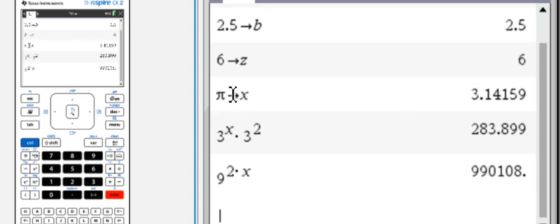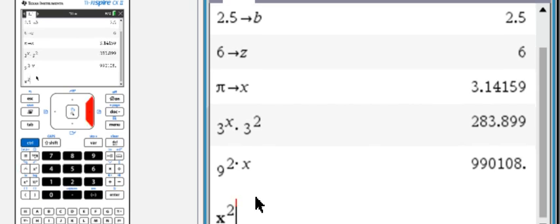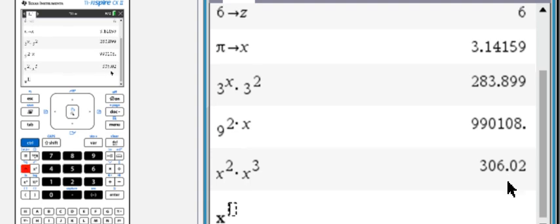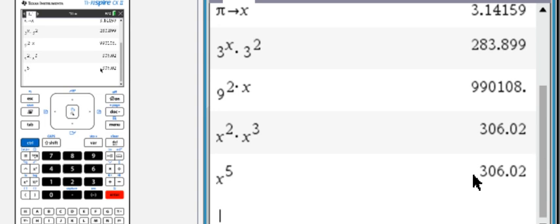But notice, I already stored pi for x. So here, I'm just going to say x squared times x to the third power, or x cubed. And I get this number right here. Now I'm going to say x raised to the fifth power, and I get the same exact number.